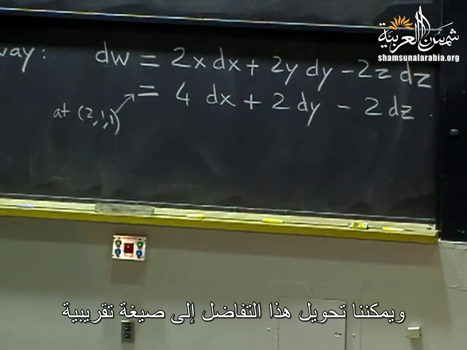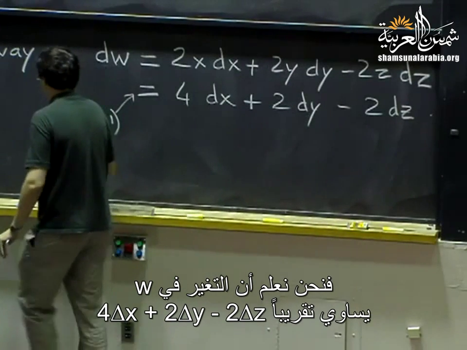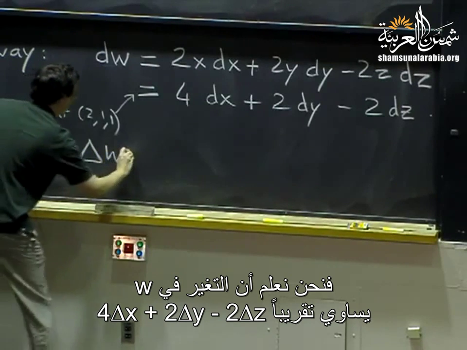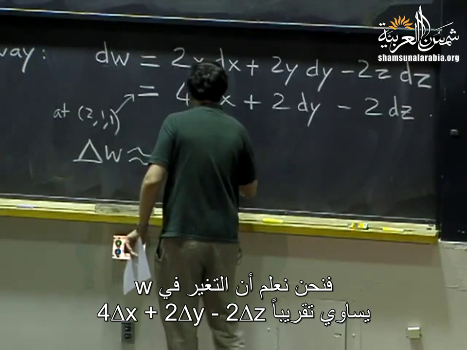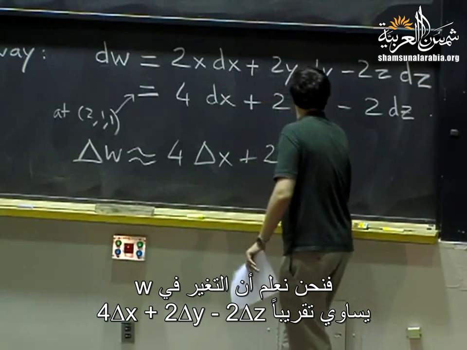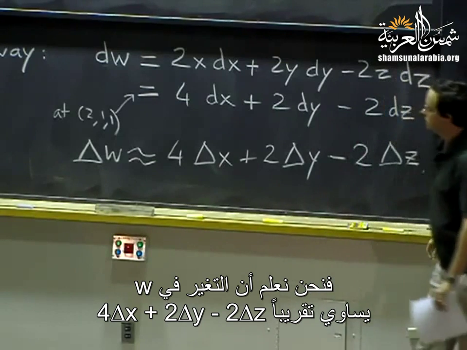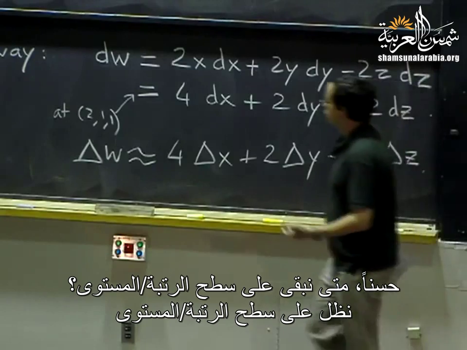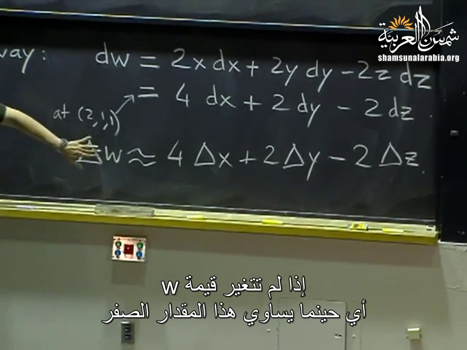Now, if we want to change this into an approximation formula, we can. We know that the change in w is approximately equal to 4 delta x plus 2 delta y minus 2 delta z. So when do we stay on the level surface? Well, we stay on the level surface when w doesn't change. So when this becomes 0.